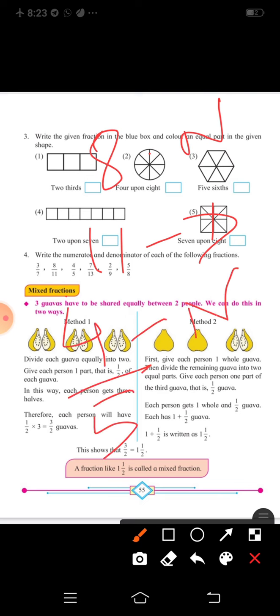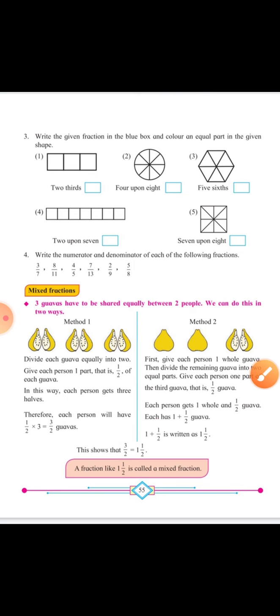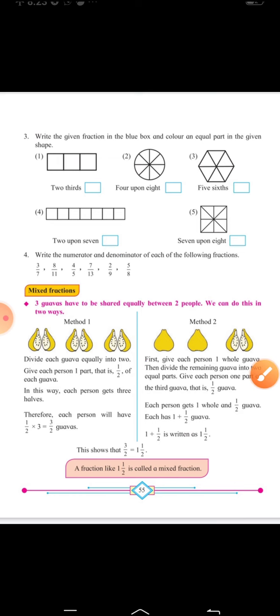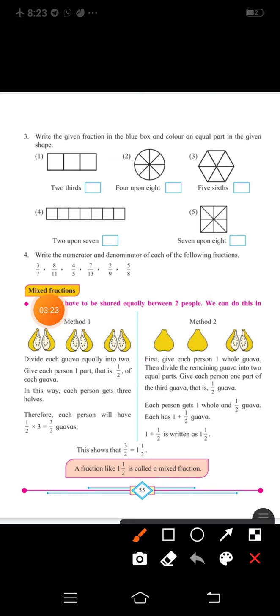The top number is the numerator, and the bottom number will be your denominator, okay? So 7/13. 7 will be your numerator, 13 will be your denominator. 2/9. 2 will be your numerator, 9 will be your denominator. 5/8. 5 will be your numerator and 8 will be your denominator. Yes students? Okay. Now mixed fraction.